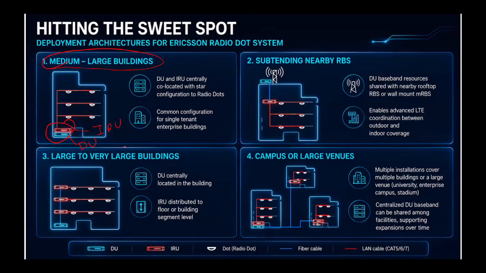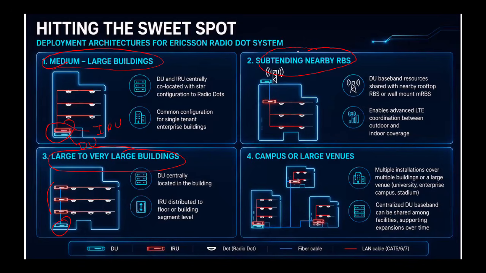Then we have large to very large buildings. We can still keep the DU centralized, but distribute multiple IRUs across different floors or sections, and each IRU then connects to multiple radio dots. So they give us better scalability and make cabling easier for large buildings. Then we have subtending nearby RBS. Here, baseband resources can be coordinated between indoor and outdoor coverage, which helps provide better mobility and network performance when users move between the building and the outside area.